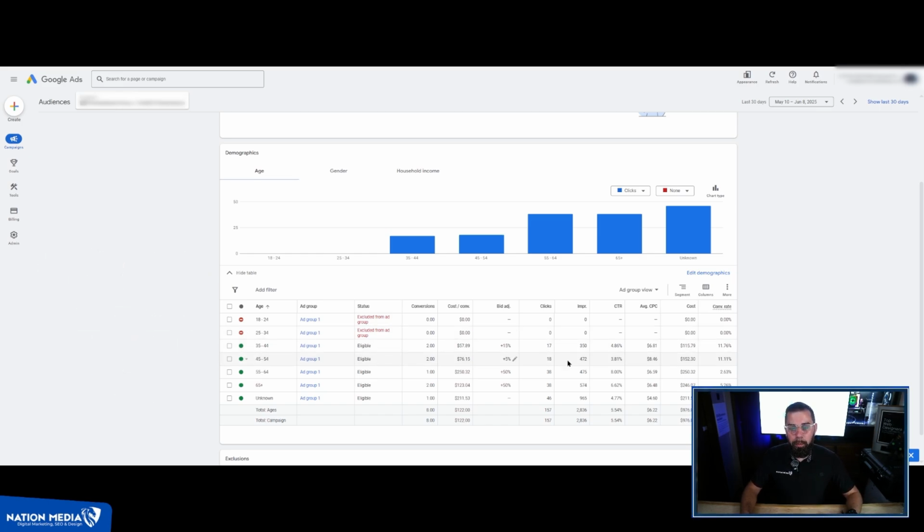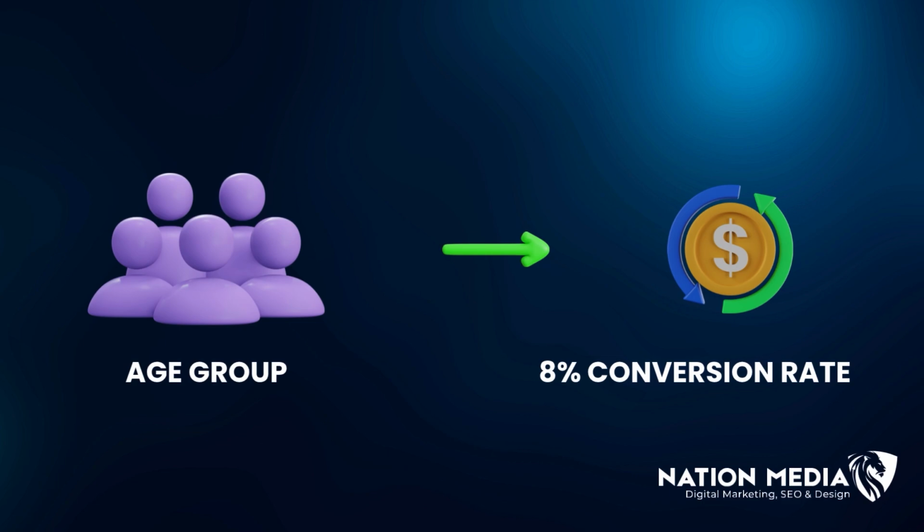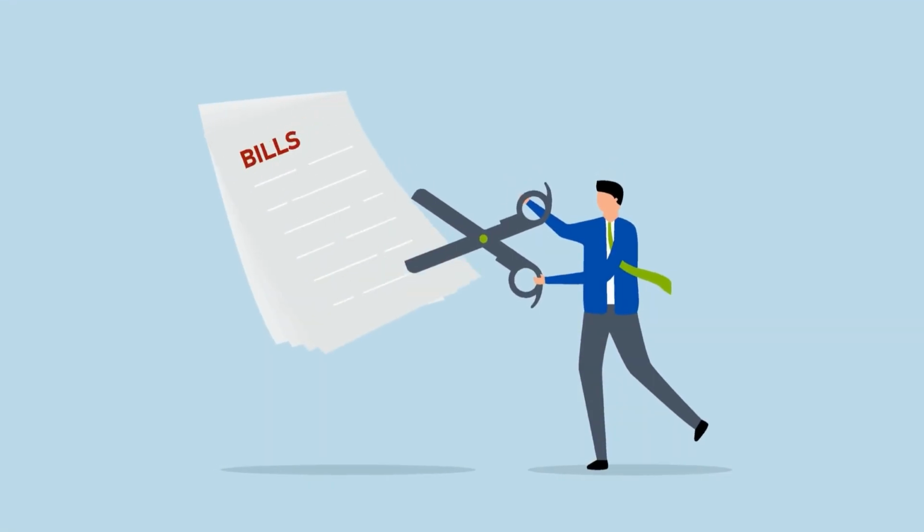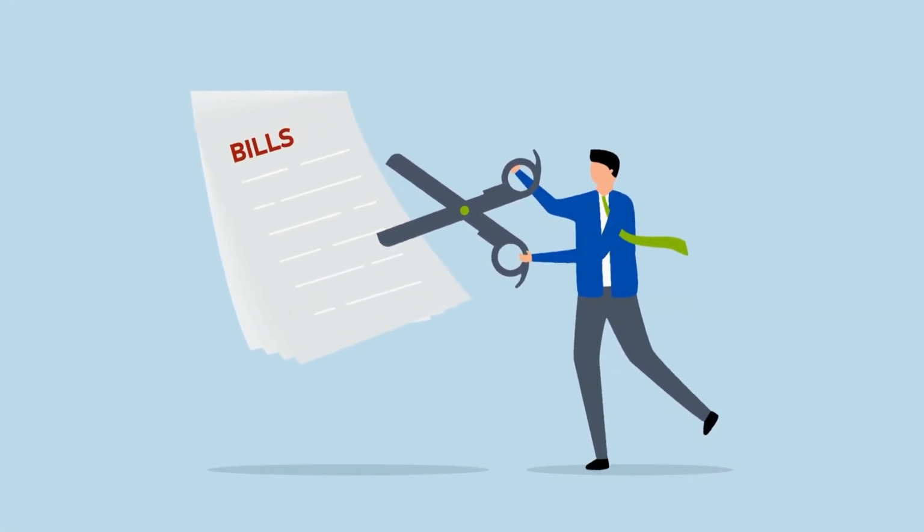And the second thing is we're going to create bid adjustments according to the age groups that are converting. As you can see here at 55 to 64, I've added a plus 50% bid adjustment for that particular age group. And why, you might ask? What I've told Google is to bid 50% higher for that age group, because that age group is giving us an 8% conversion rate. That's an amazing conversion rate. And it's going to help us to reduce our cost while getting more conversions.